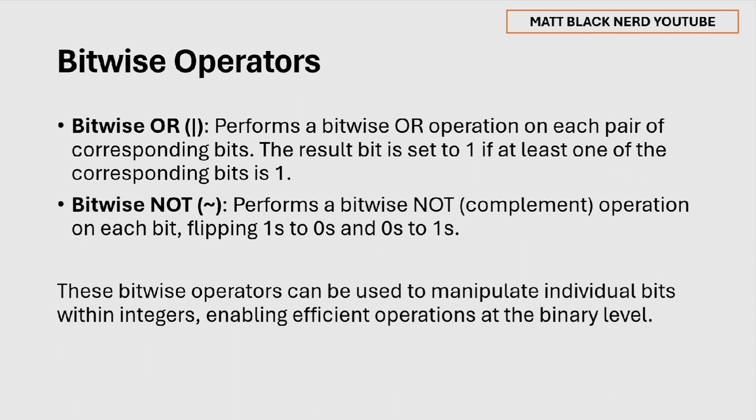Bitwise OR performs a bitwise OR operation on each pair of corresponding bits. The result bit is set to 1 if at least one of the corresponding bits is 1. Bitwise NOT performs a bitwise NOT complement operation on each bit, flipping ones to zeros and zeros to 1. These bitwise operators can be used to manipulate individual bits within integers, enabling efficient operations at binary level.